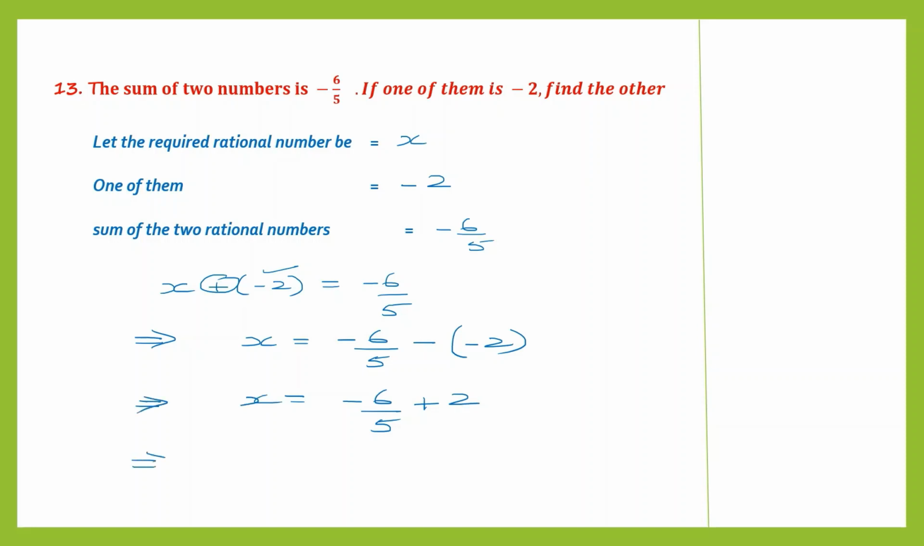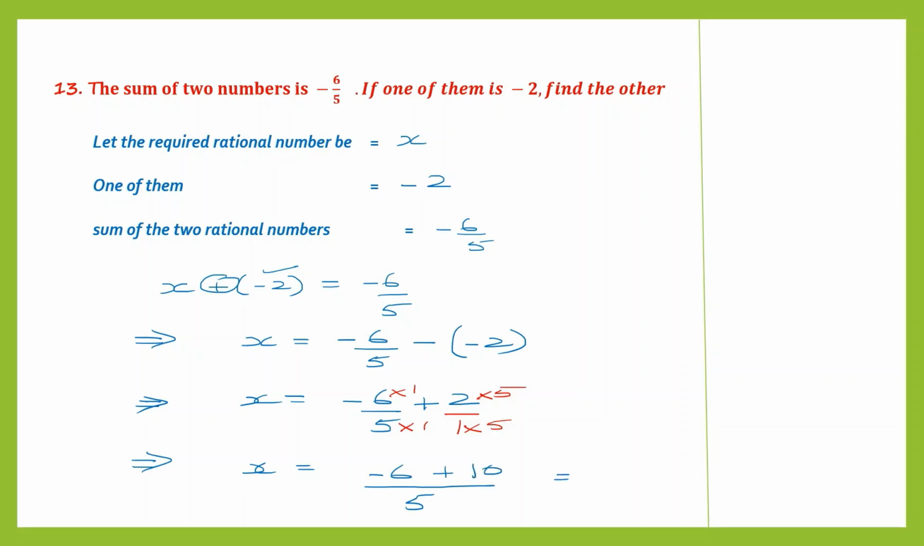Now this is how we're going to find the value of x. We are now going to find the LCM of these two numbers. This number 2 has a denominator 1. So the LCM will be 5. Now 5 ones are 5. So minus 6 into 1 is minus 6. Plus 1 into 5, 1 into 5 is 5. So 2 into 5 will be 10. So here we have 10.